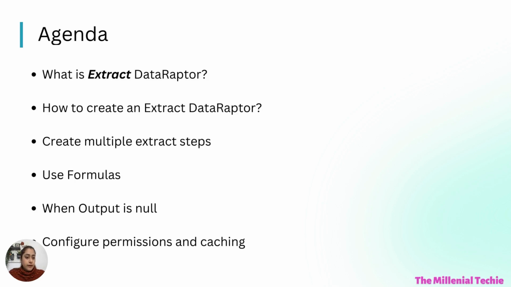So the agenda for this video is, first of all, of course, to talk about what is Extract DataRaptor, how can we create one, how can we extract data from multiple objects at the same time, the use of formulas, what to do when the output is null, and how can we configure various permissions and caching.